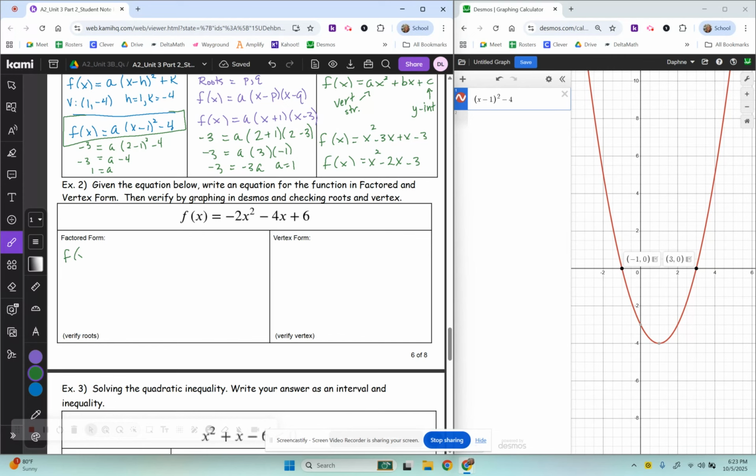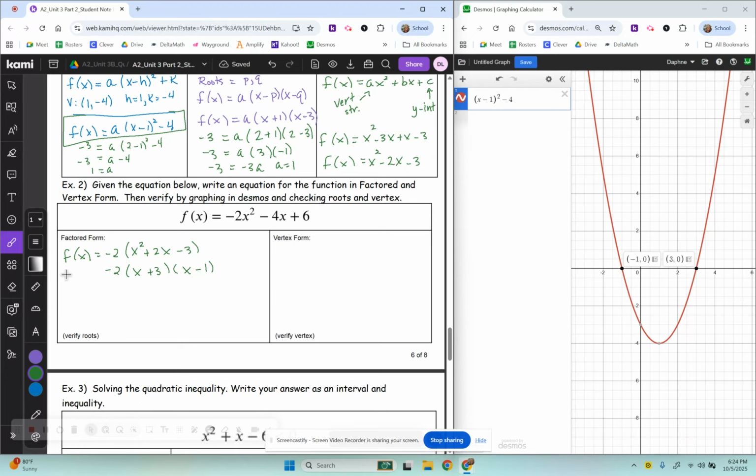I can see that all of my terms are even, so I'm going to factor out a -2 and see what I have left. I have x squared plus 2x, because -2 times +2 is a -4, and then minus 3. And this trinomial we can factor into x plus 3 and x minus 1. We would get x squared plus 3x minus x, which is a plus 2x, and a minus 3.